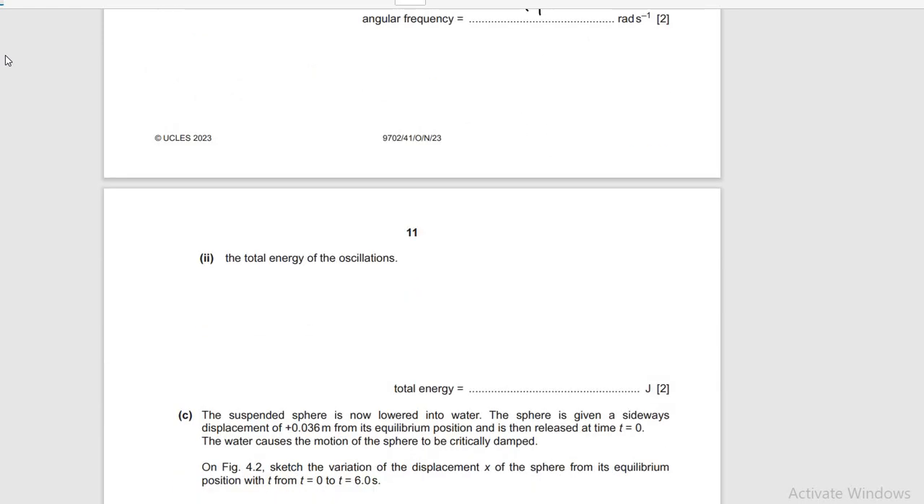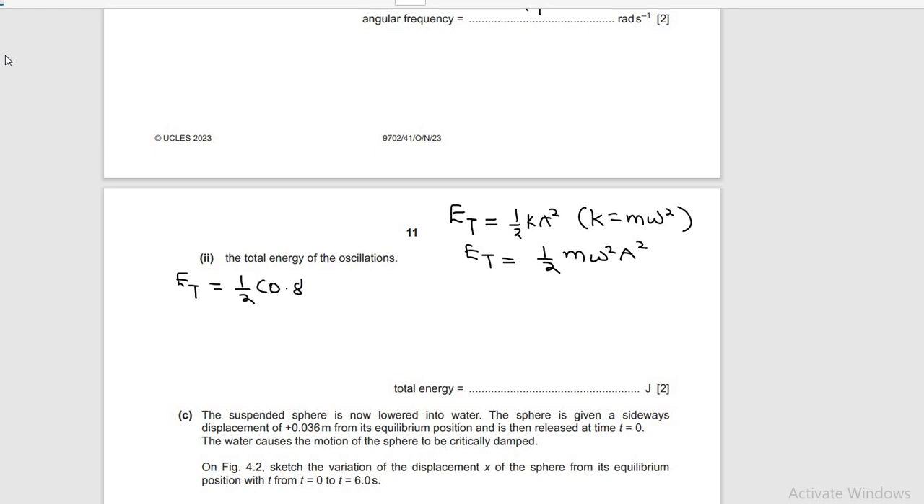Total energy of the oscillation. Energy of a simple harmonic motion, energy is constant, the total energy is half k a squared, where k is m omega squared. So total energy is half m omega squared a squared. So our total energy will be half the mass, 0.18 kg was given earlier, omega, we just got it now, 2.1 squared, amplitude 0.036 squared. Punch it in your calculator, it's going to give us 2.3 times 10 to the negative 3 joule.